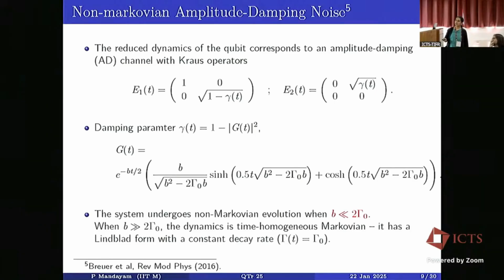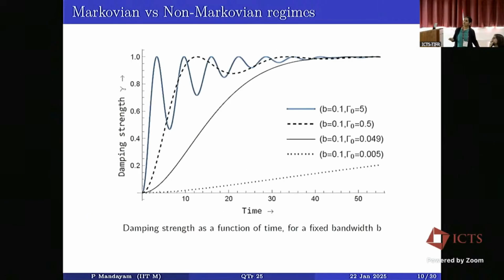On the other hand, the regime that we mostly work with is this, where the spectral bandwidth is much, much larger than the system-bath interaction. And so here it is the time-homogeneous Markovian case, and there's a constant decay rate gamma naught, which is the map that I showed you in the very second slide. So one can plot this just to understand these regimes. This is the damping strength as a function of time, and you can think of time in inverse units of the system-bath correlation strength, that is the gamma naught.